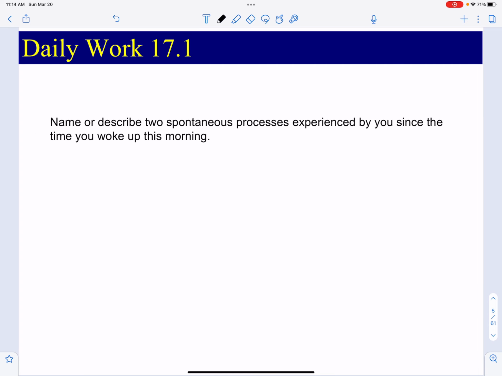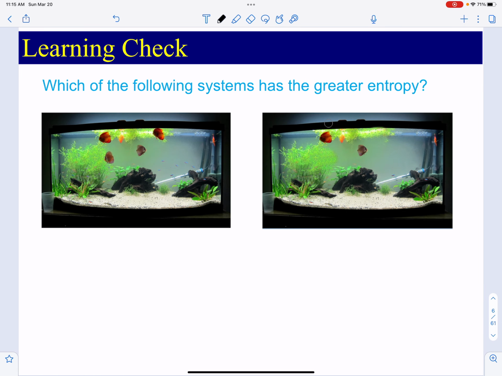Well, before we do, so you can think a little bit more about a spontaneous process, make sure you complete this daily work. Once you do that, then let's take a look at this. Let's make sure that we truly understand spontaneous and that we truly understand entropy with things we know.